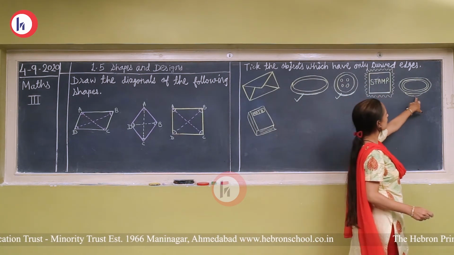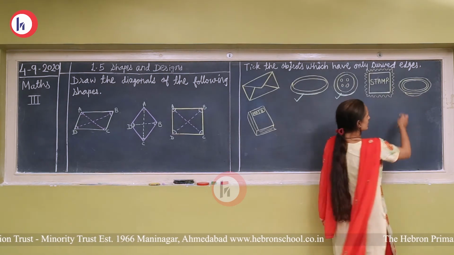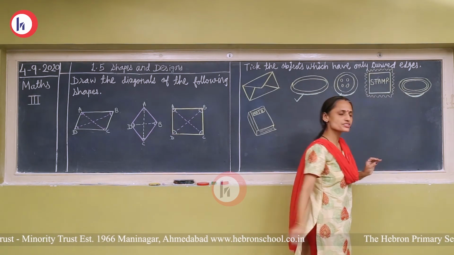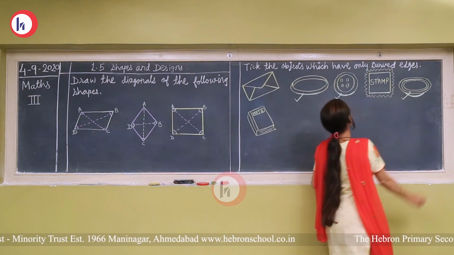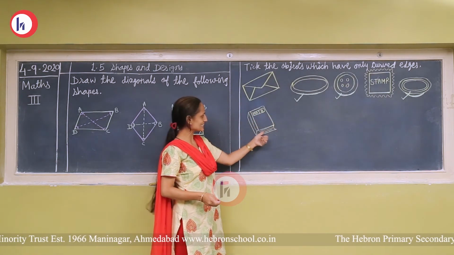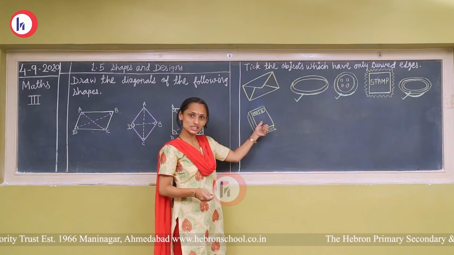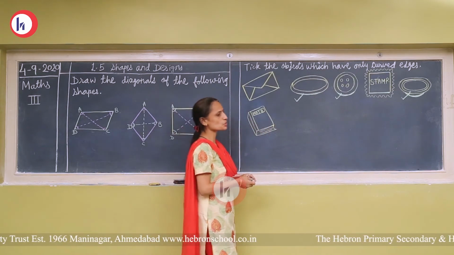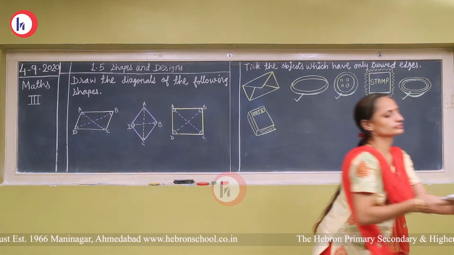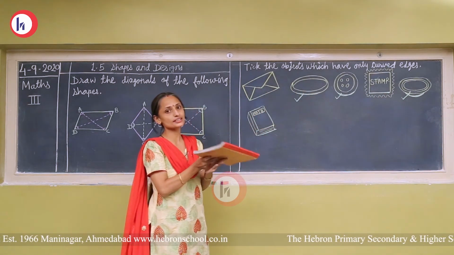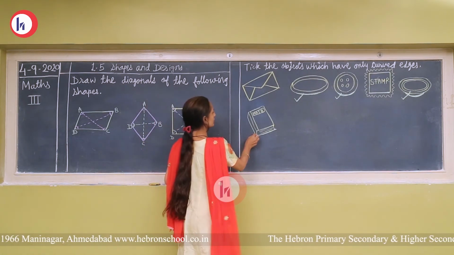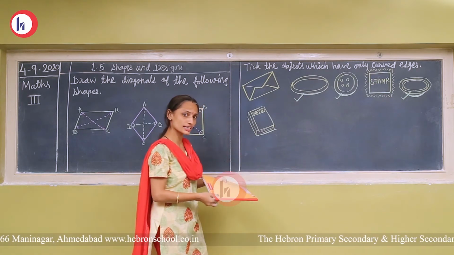And next is a dish. A dish has which shape? This is a curved shape. So we will put a tick. Next, what is this? Yes, this is your maths textbook. For this textbook, it is a straight edge. See, this is a textbook. It has a straight edge, means we will not put a tick because it has a straight edge.